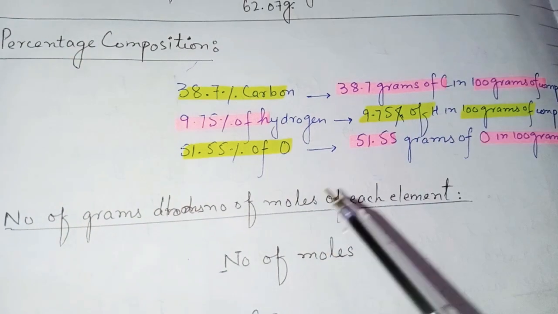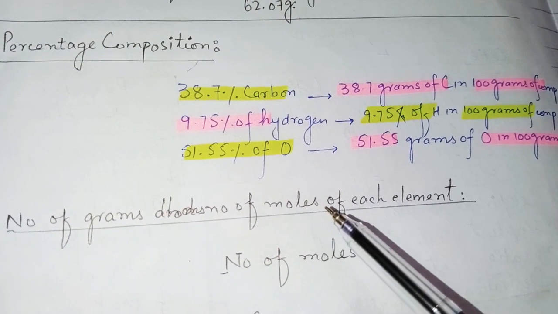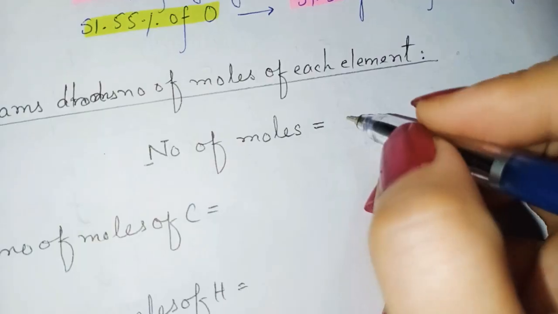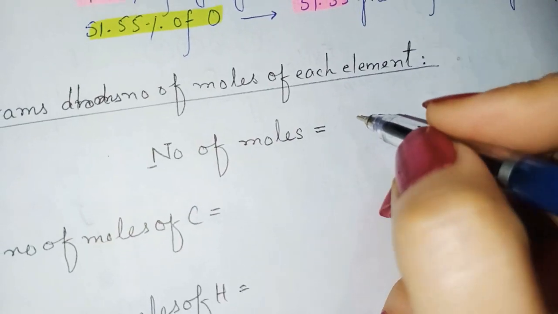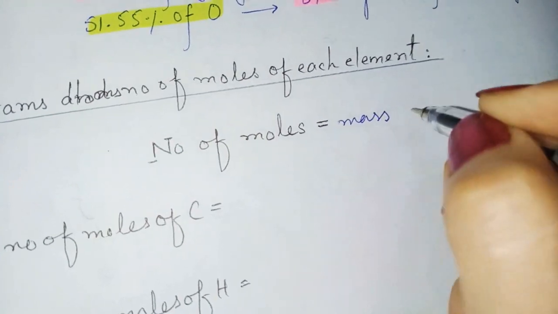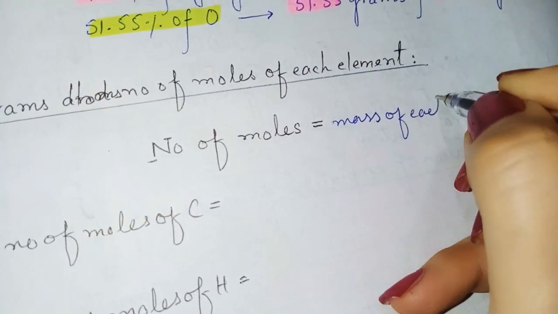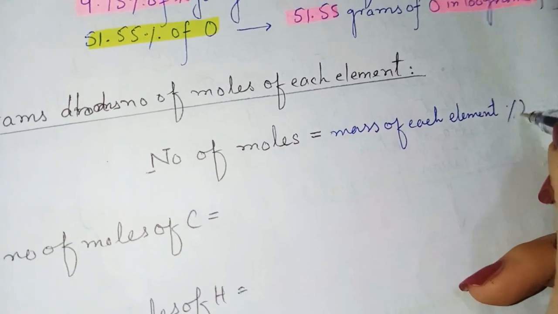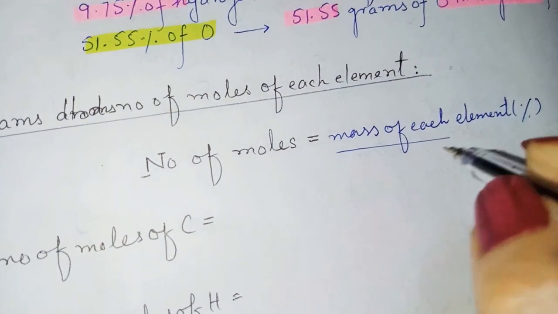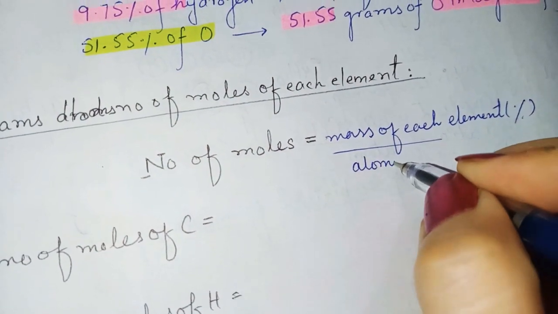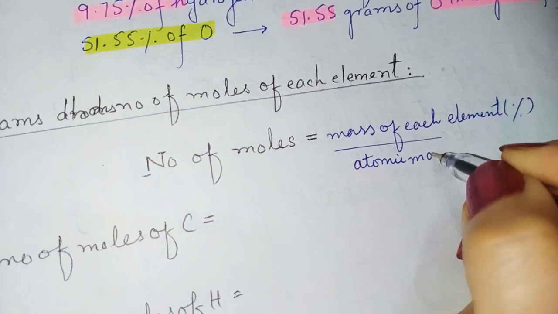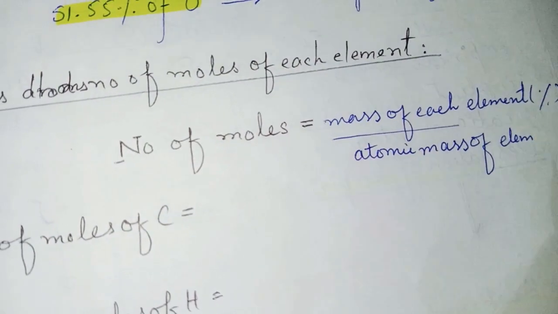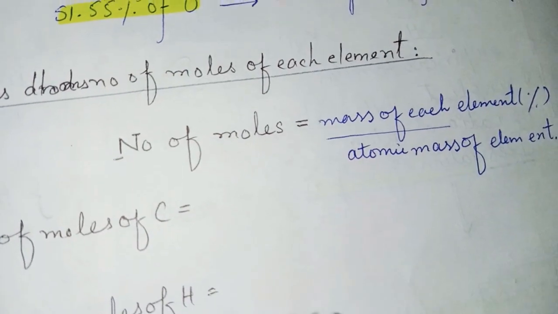So the next step would be the number of gram atoms, or the number of moles of each element, and to find the number of moles we have the formula like that. We have the formula: mass of each element, which is given in the form of percentage composition, divided by the atomic mass of that element.